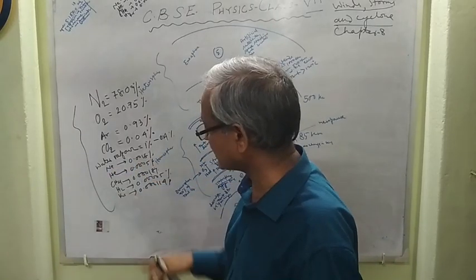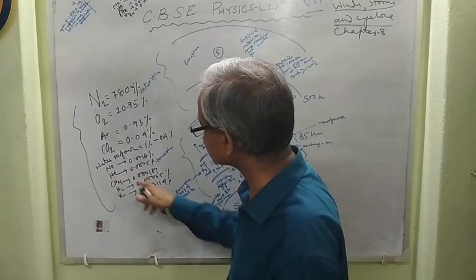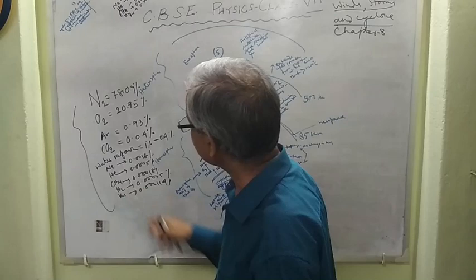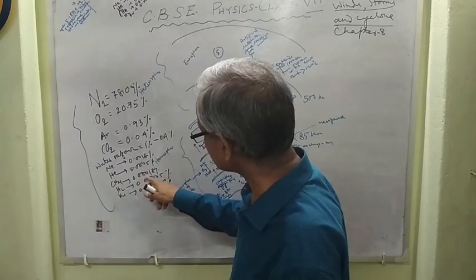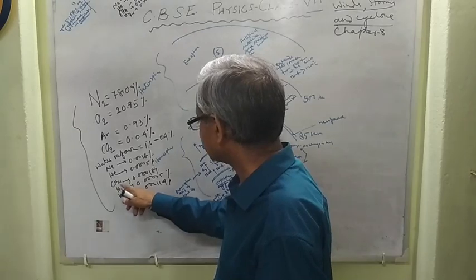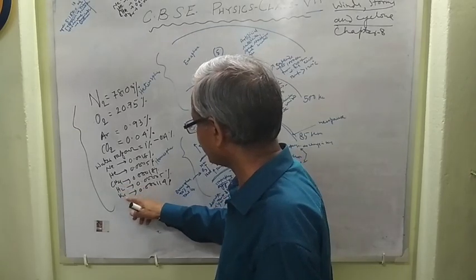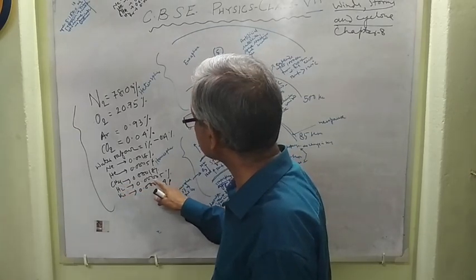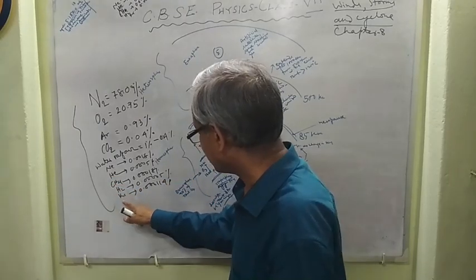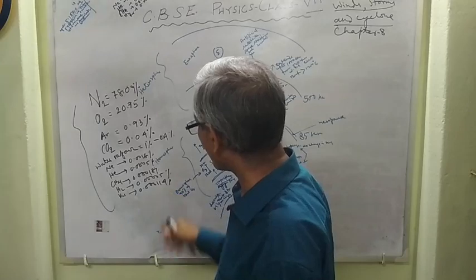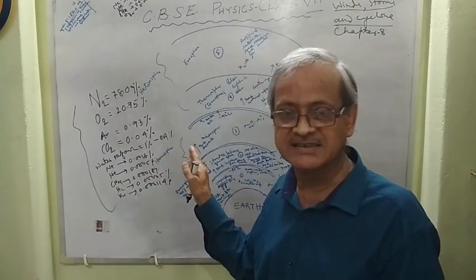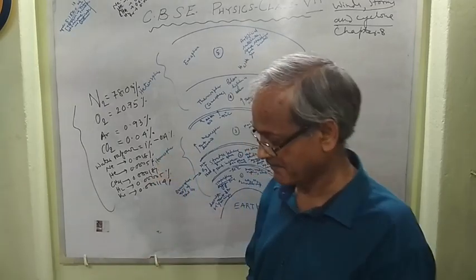Neon is also an inert gas. Helium is also an inert gas. Its amount is 0.0005%. Methane is 0.0018%. It is a hydrocarbon, the simplest hydrocarbon. Hydrogen is 0.00005%. Methane is also called marsh gas. Krypton is 0.00114%. Write in your notebooks, exercise book, right?